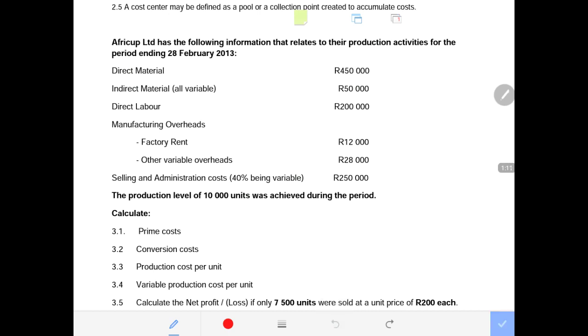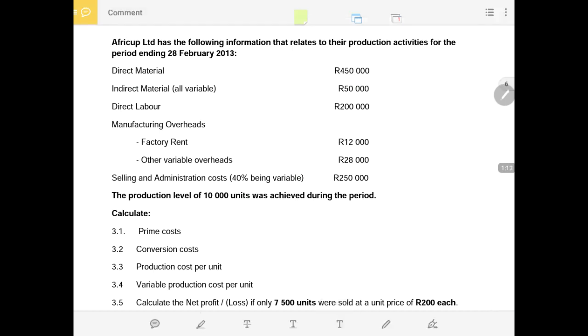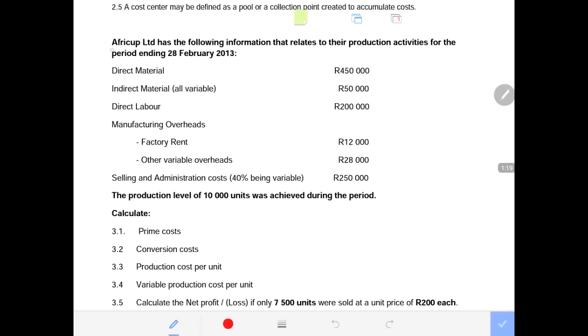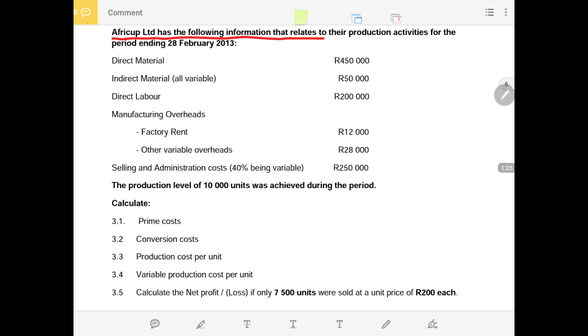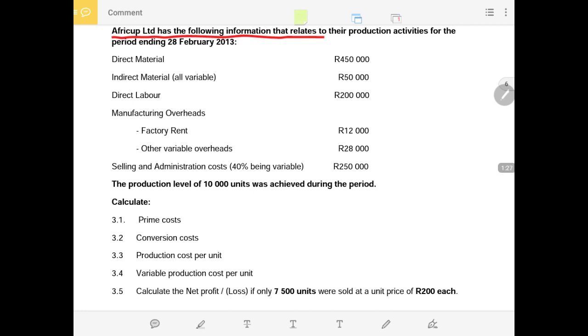Very straightforward requirements and with a straightforward given information. Let me read what is given to us. It says that Africup Ltd has the following information that relates to their production activities for the period ending 28th of February in the year 2013. So this is the period in which the production took place.